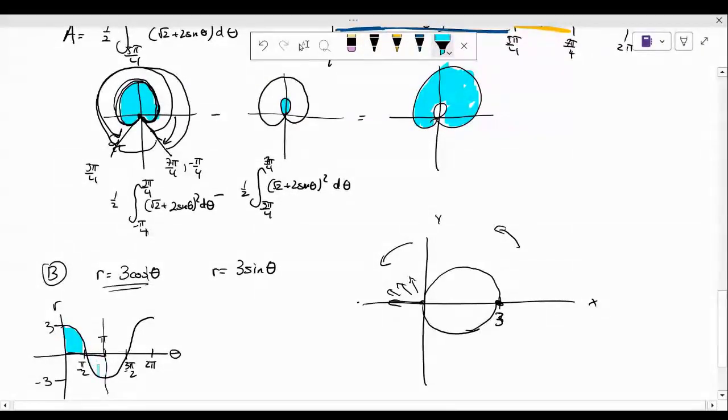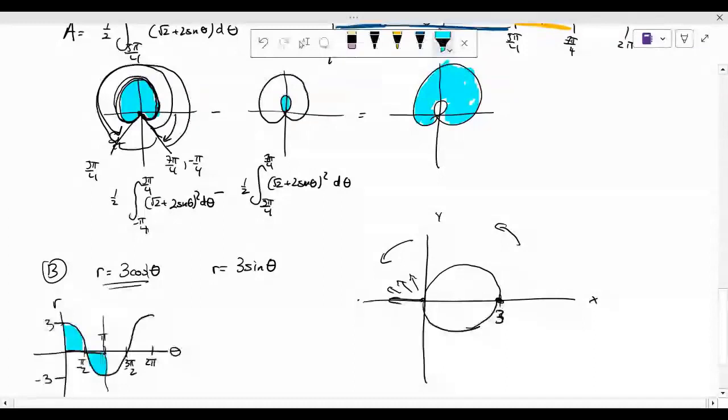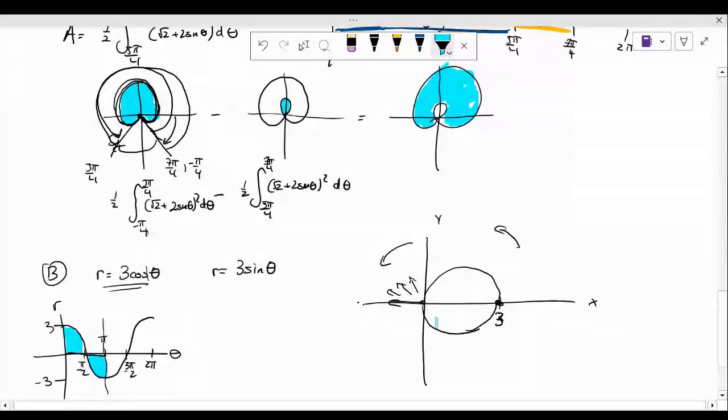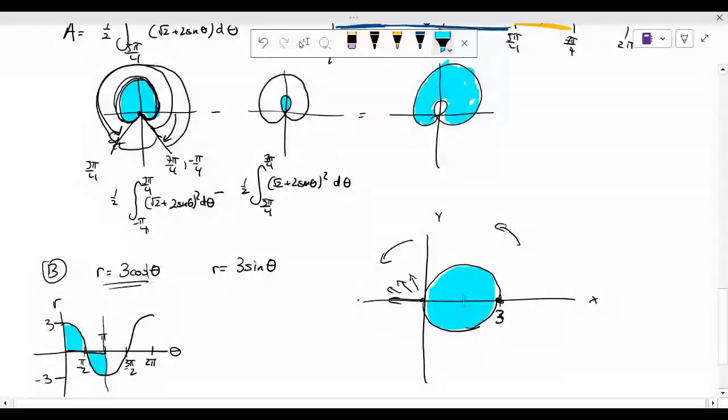I'm trying to answer somebody's question in chat. So the full circle happens as you go from 0 to pi. Be careful with a circle like that, right? It's not from 0 to 2 pi. If you go from 0 to 2 pi, you're double covering the circle. Okay. All right.